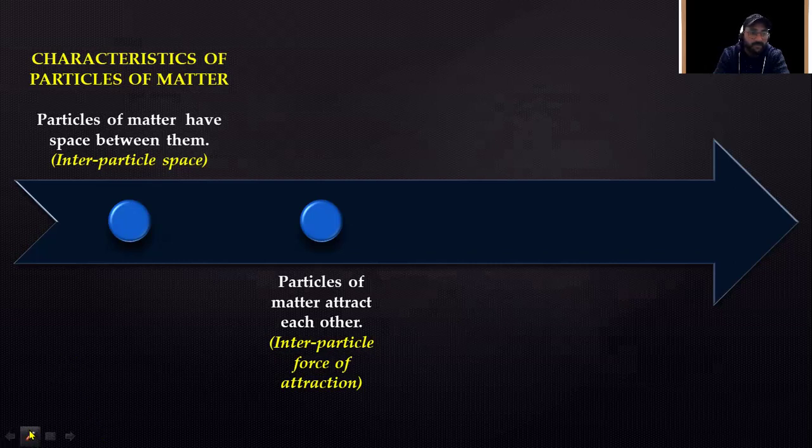Suppose we talk about solids. In solids, interparticle space is very less, negligible we can say, and interparticle force of attraction is very high. As we go from solid to liquid and liquid to gas, the interparticle space keeps on increasing and interparticle force of attraction keeps on decreasing. Let's take all these states one by one.